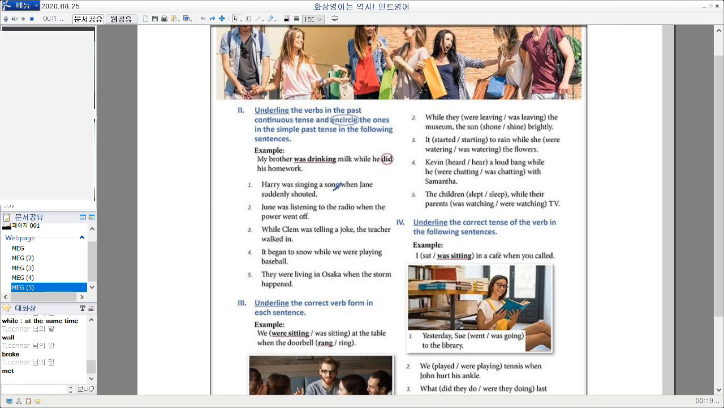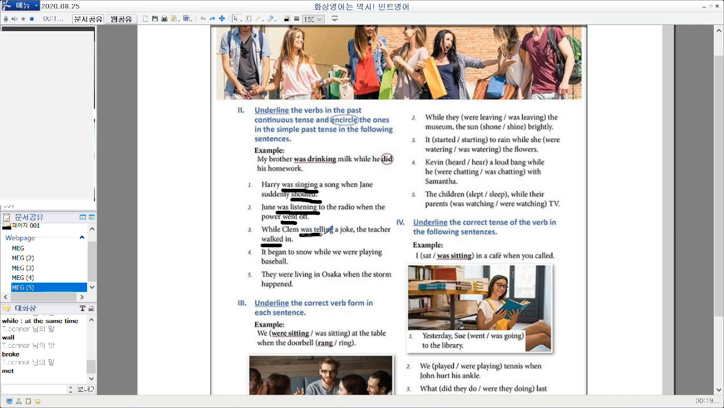Okay. Simple past is shouted. Yes. Past continuous is was singing. Very good. Number 2, June was listening to the radio when the power went off. Simple past is went. Past continuous is was listening. All right. Number 3, while Clem was telling a joke, the teacher walked in.